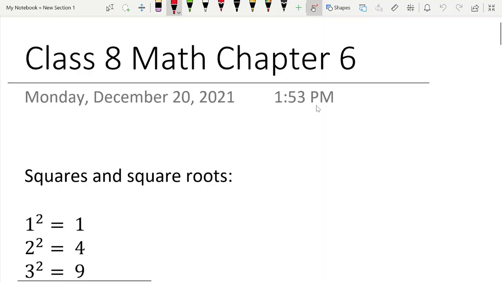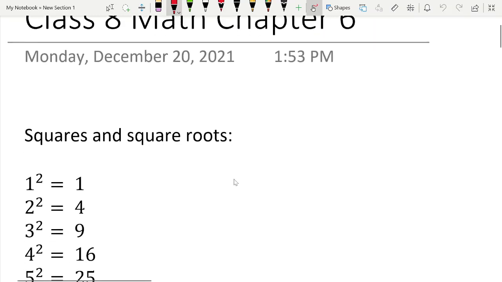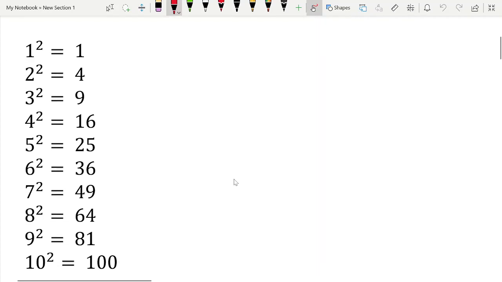And welcome back. In today's video, we're going to be exploring Class 8 Maths Chapter 6, Squares and Square Roots. So here I've just written the square table, which is 1 square is 1, 2 square is 4, 3 square is 9, 4 square is 16.